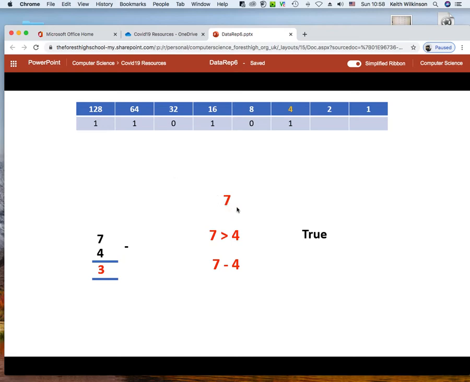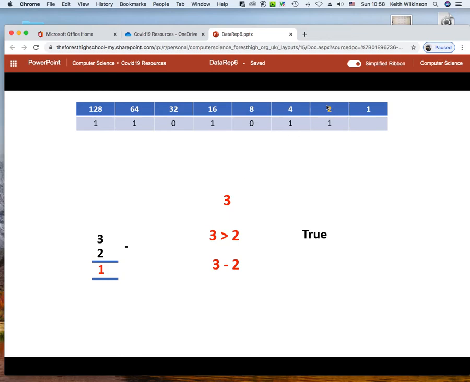Check the same number against the next column. 7 is greater than 4. Well, that's true. 7 is bigger than 4. So I take it away. 7 take away 4 is 3. So what we're really saying here is that if I add 3 and 4 together, I get 7. So there's some left over. So 3 is my next number.